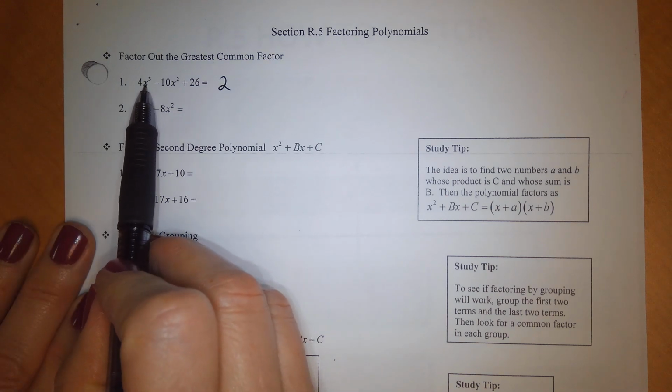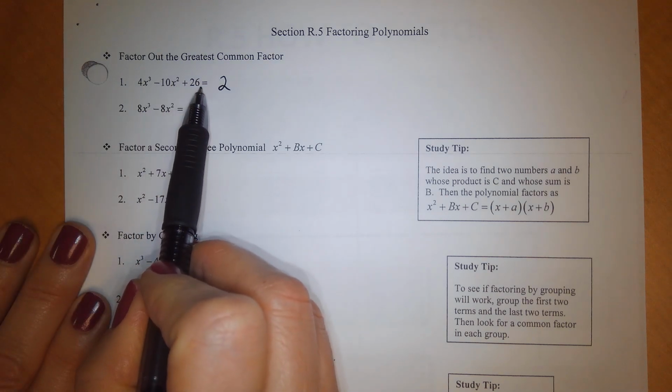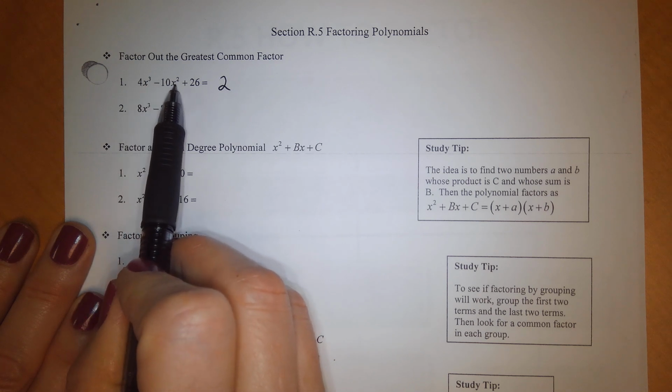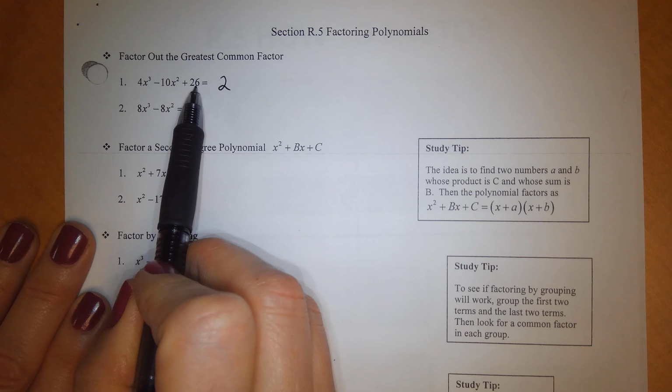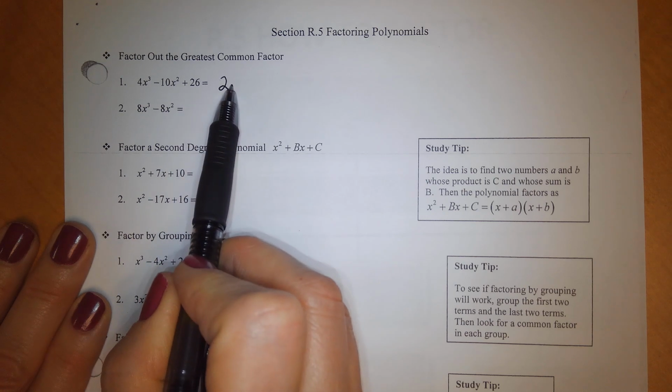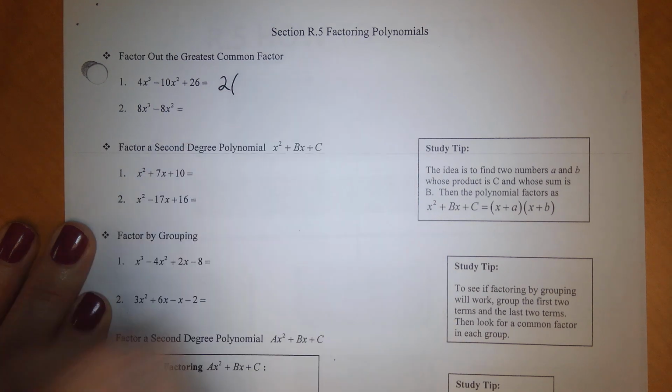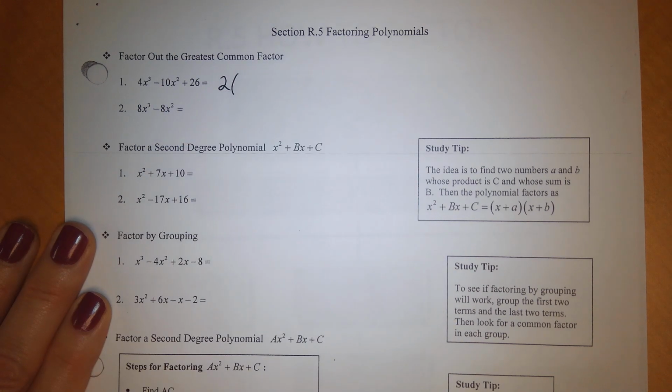Also, I want to check to see if there's any variables that they have in common. This has 3 x's, this term has 2, but this term doesn't have any. This is a constant. Since it doesn't have any x's to give, I can't pull an x out in front. So therefore 2 is going to be my common factor.